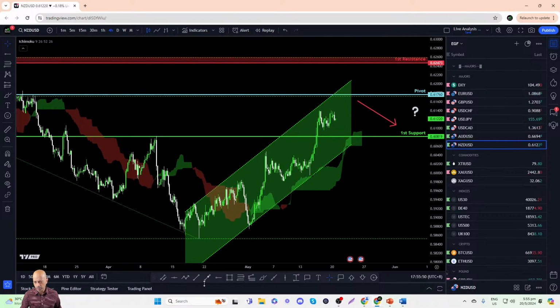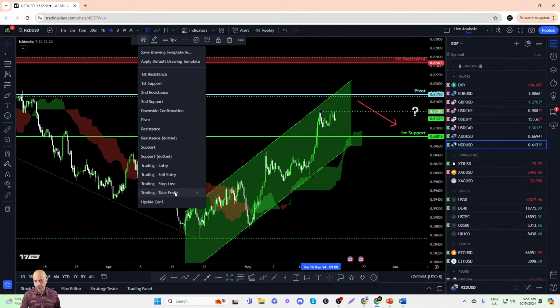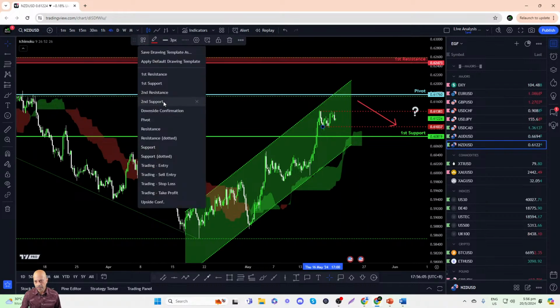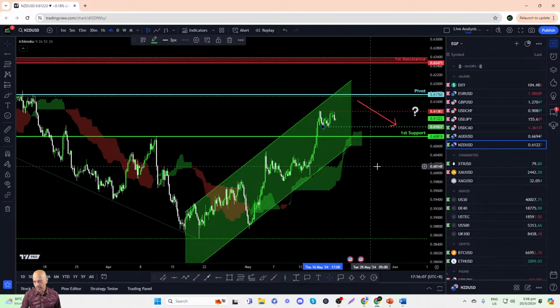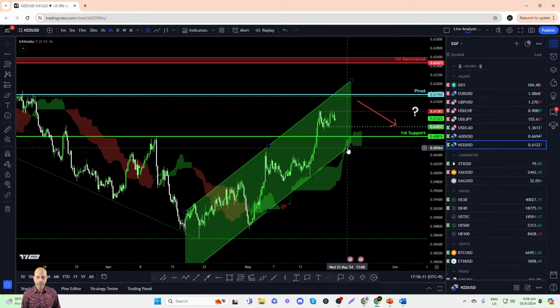Right, so I do see a couple of intermediate levels here that I would like to highlight. An intermediate resistance level at 61.38, as well as an intermediate support level at around 61.03. Now these levels can be used to give us further clues as to the direction of the Kiwi.